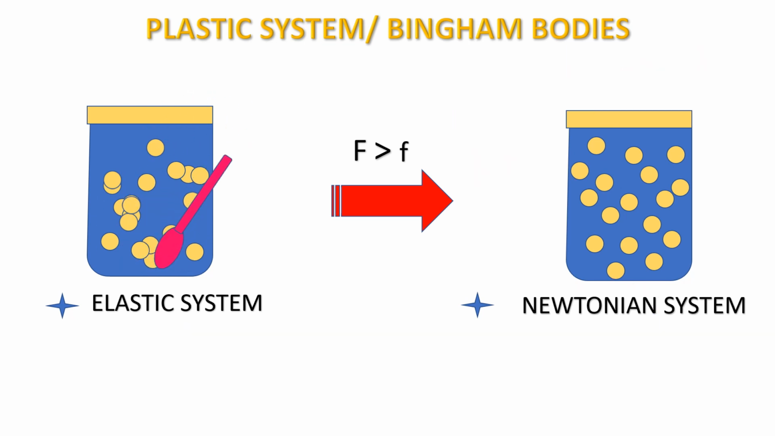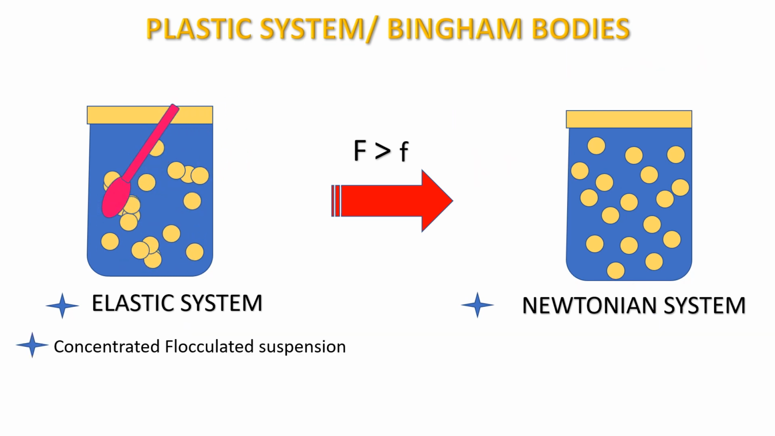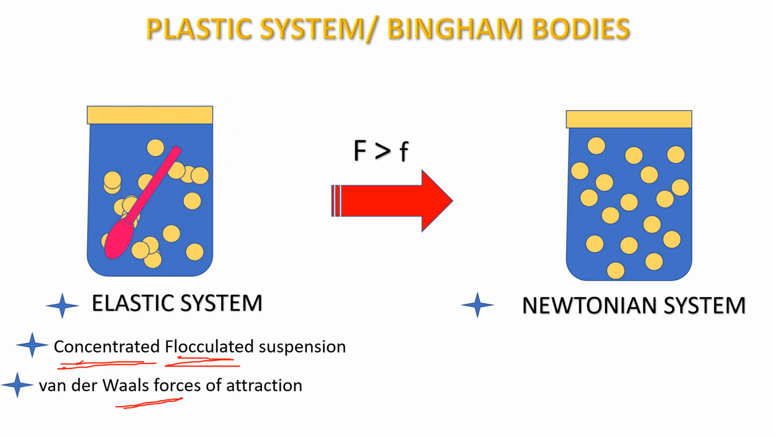Yes or no? So this occurs in the concentrated, this is important, occurs in the concentrated flocculated suspension. So in a concentrated flocculated suspension, you will get something called the yield value, and when you apply force above the yield value, you will get a Newtonian system. There is a van der Waals force of attraction between them that keeps this floccule intact.